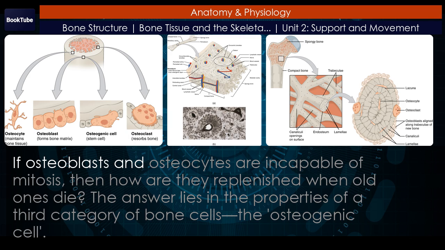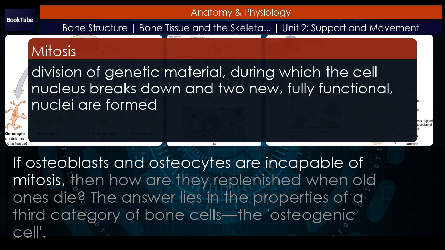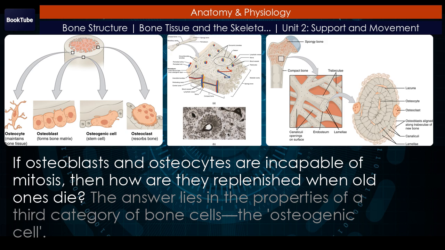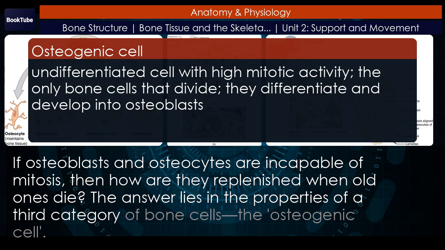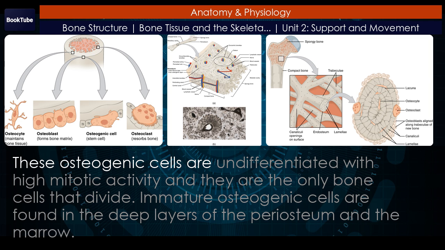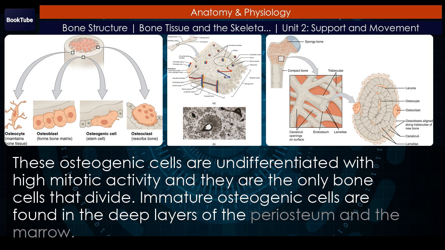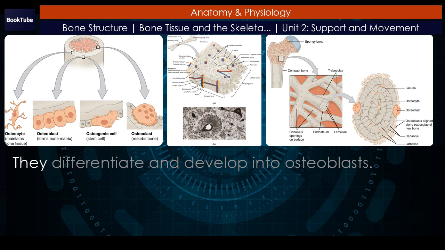If osteoblasts and osteocytes are incapable of mitosis, then how are they replenished when old ones die? The answer lies in the properties of a third category of bone cells: the osteogenic cell. These osteogenic cells are undifferentiated with high mitotic activity, and they are the only bone cells that divide. Immature osteogenic cells are found in the deep layers of the periosteum and the marrow. They differentiate and develop into osteoblasts.